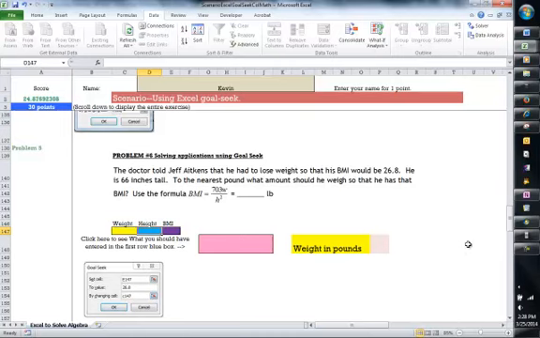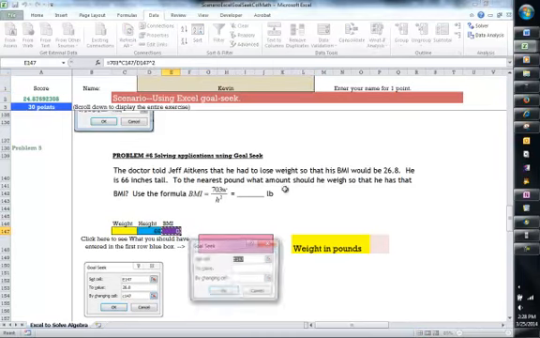The doctor told Jeff Adkins that he had to lose weight so that his BMI would be 26.8. He is 66 inches tall. To the nearest pound, what amount should he weigh so that he has that BMI? Well, he can't do anything about his height, so that is set at 66 inches. The formula for BMI is 703 times the weight cell, divided by the height squared. Right now it's 0 because his weight is 0.